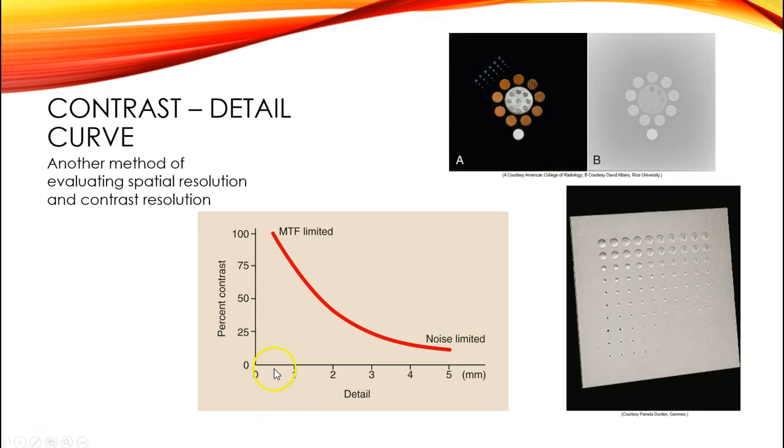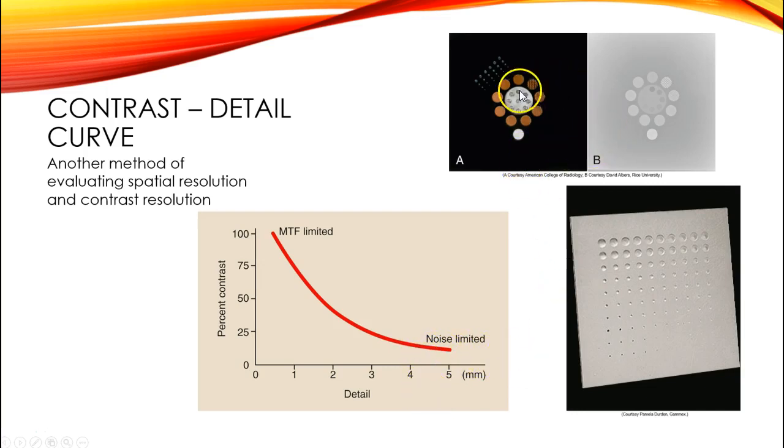If you notice on this slide right here, this axis is contrast and this axis is detail, or spatial resolution. The lower edge here of the detail axis is limited by MTF, by your system's MTF number. When you get up to this higher spatial resolution part of your axis, noise is limiting this now.